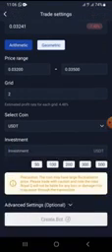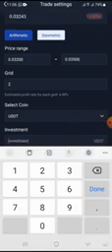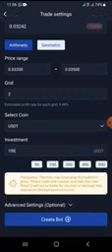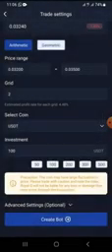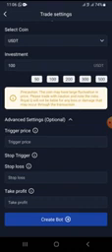So after putting the amount of money you want to use, let me say I'm going to use 100. Then I will say create bot. After I say create bot, then you can say I understand. Before we go there, there is an advanced setting I would like to show down here, but it's optional. You can decide to use it or not.